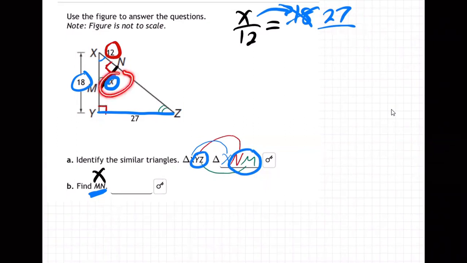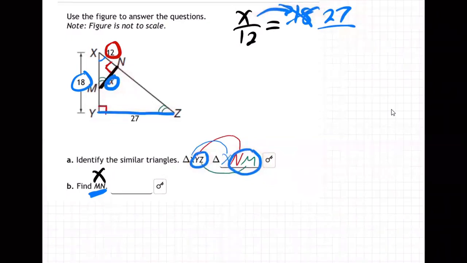Again, X right here is between M and N. M and N are the back two in the order. What are the back two in the little triangle order? Or I mean the big triangle order. YZ, YZ, that's the 27. So X actually matches with the 27. X goes with the 27.